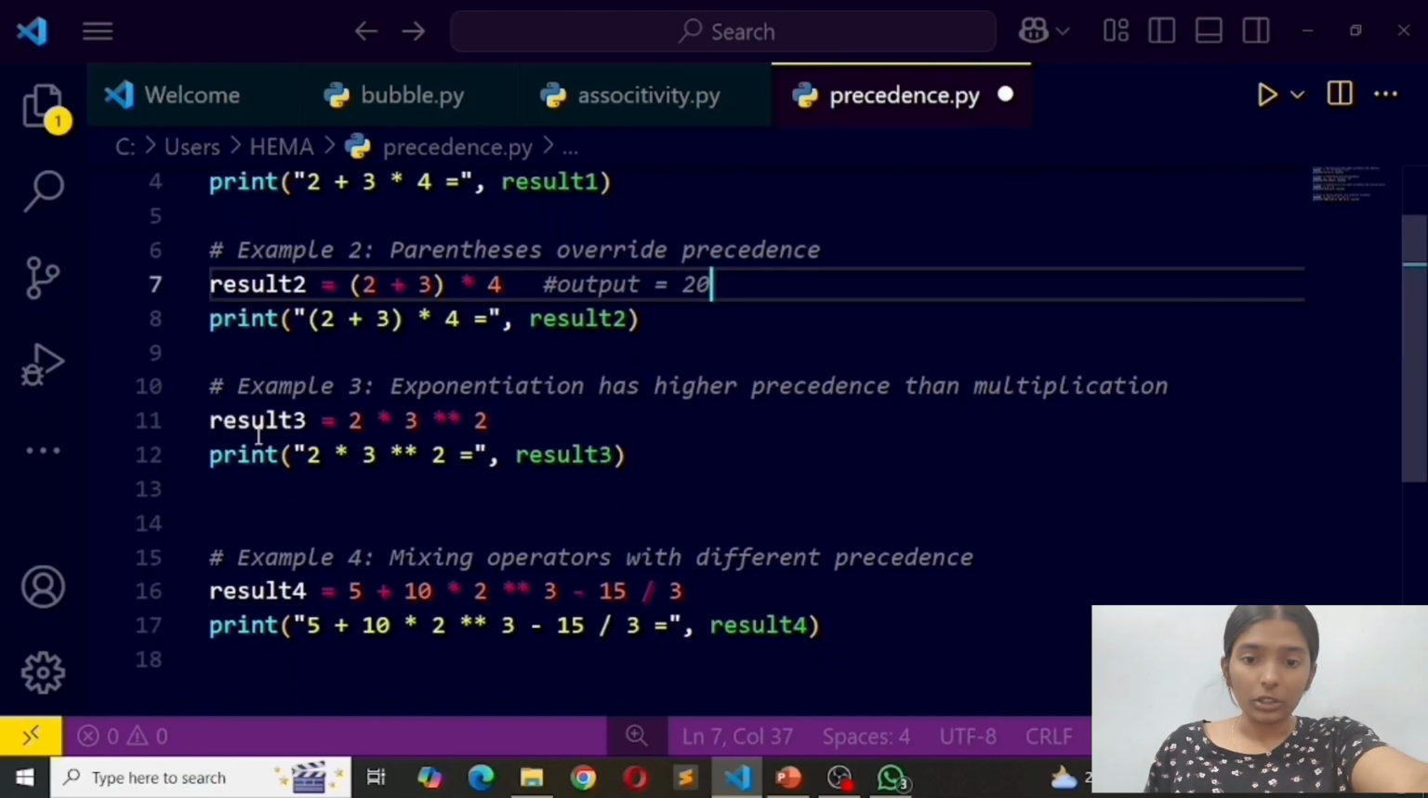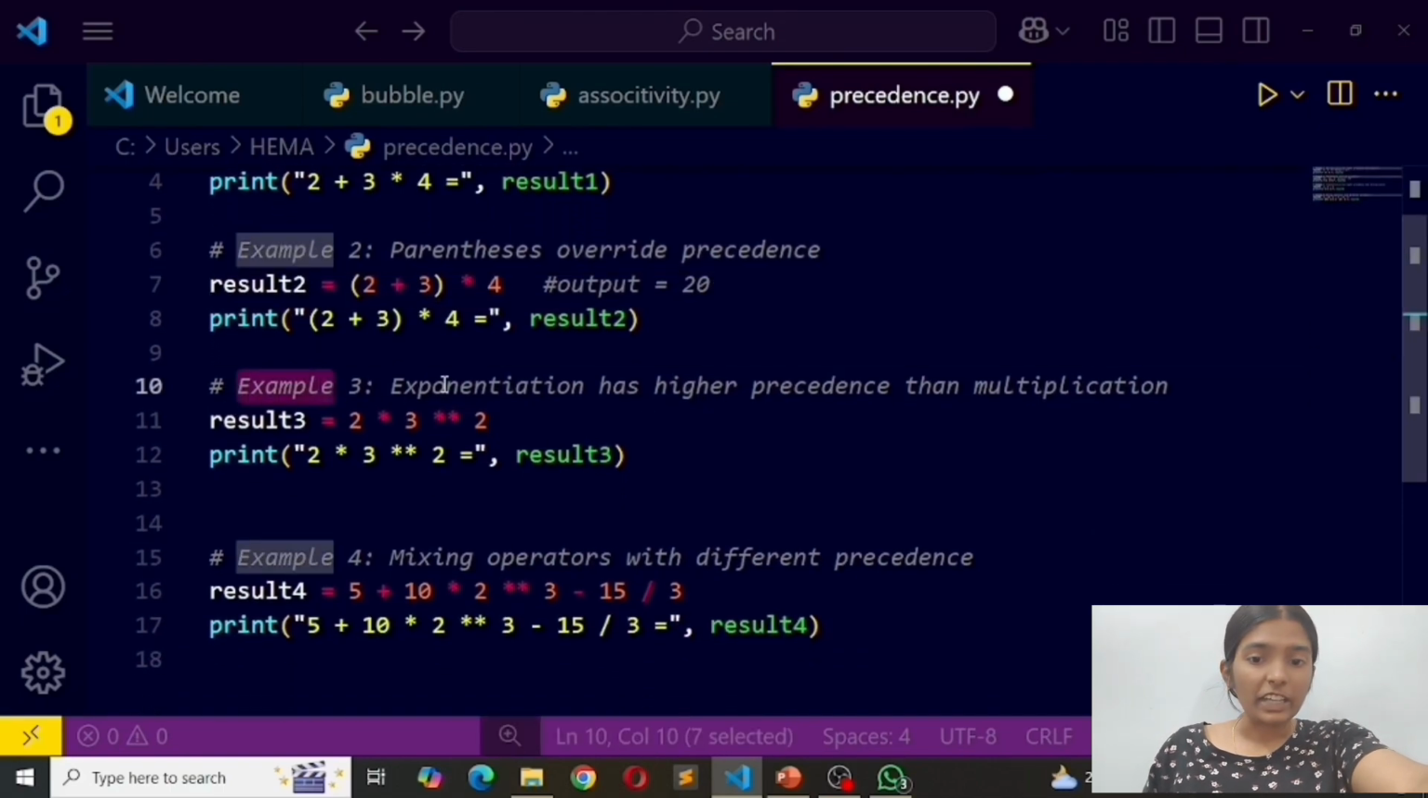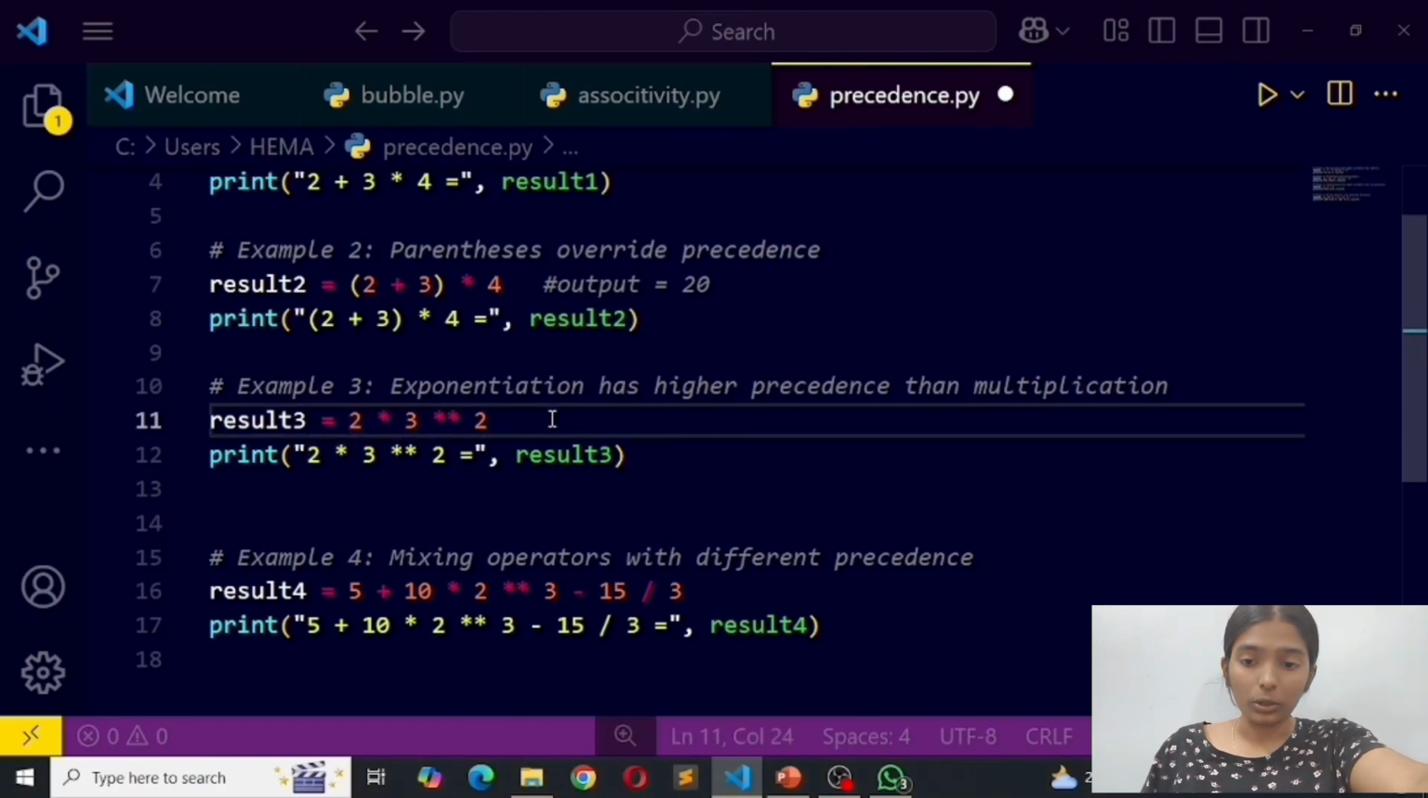Now, when coming to the third example, exponentiation has higher precedence than multiplication. So 3 exponent 2, that is 3 square, which is equal to 9, into 2 which is 18. So the output we get in the third example is 18.